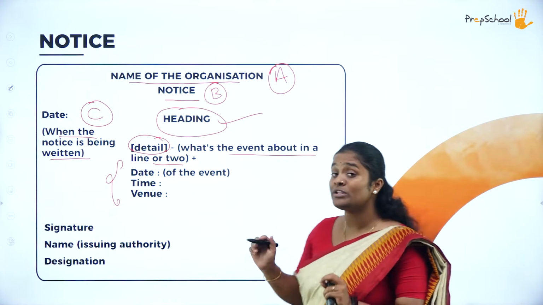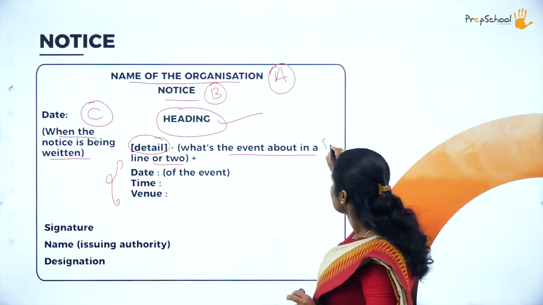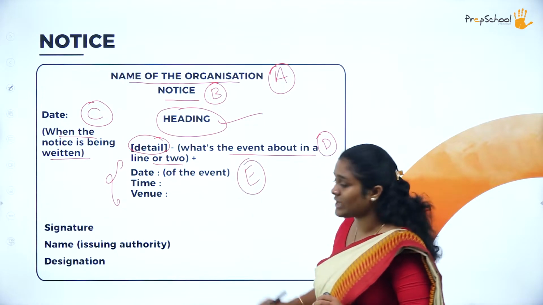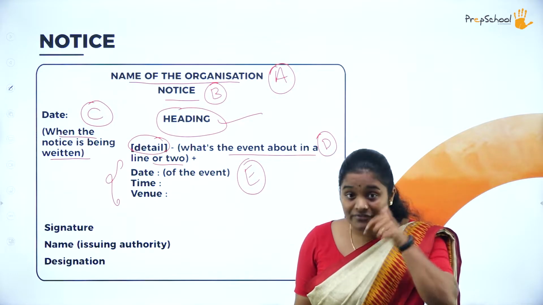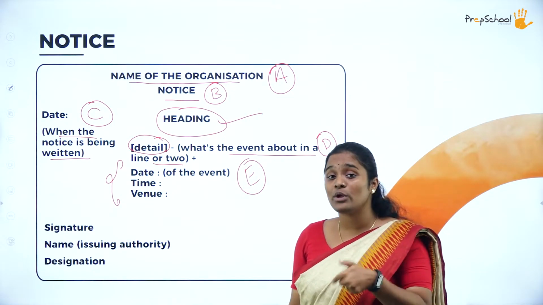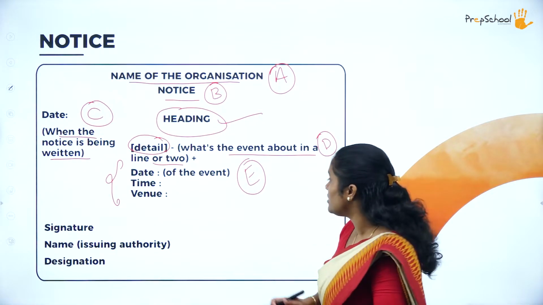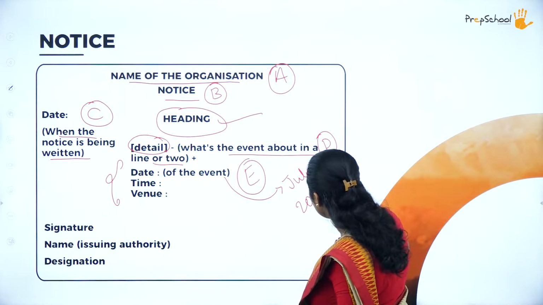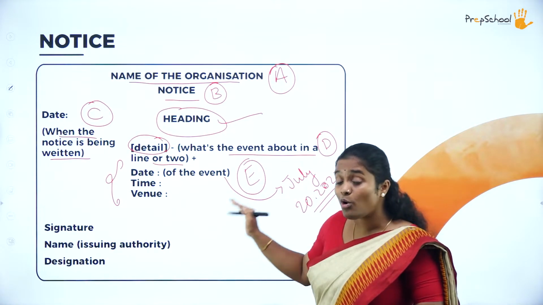Done? Now when we are done with that, so this is C, let's keep this as D. Let's move on to E. E is a bunch of things together. E includes D, T and V. Date of the event: when is this event going to happen? For example, it might happen somewhere on July 20th. So I will write it here: July 20th, 2023. So this is the date of the event.